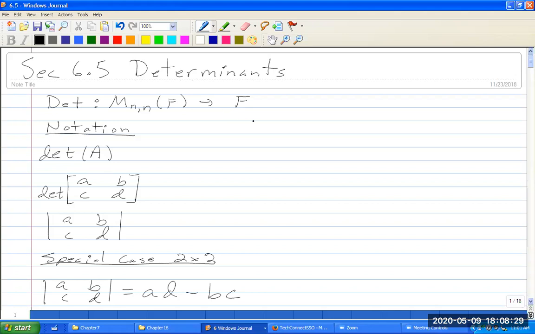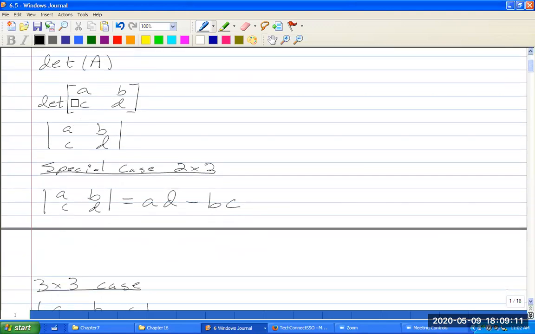associate with a square matrix a number. I will denote the determinant of a matrix as the determinant of A, or maybe the determinant of the matrix A, B, C, D, or using this notation where instead of having parentheses or a bracket, I'll have these straight lines around the matrix A, B, C, D. I'll usually use this notation more often than any other notation. But I could use the other also, depending on the situation.